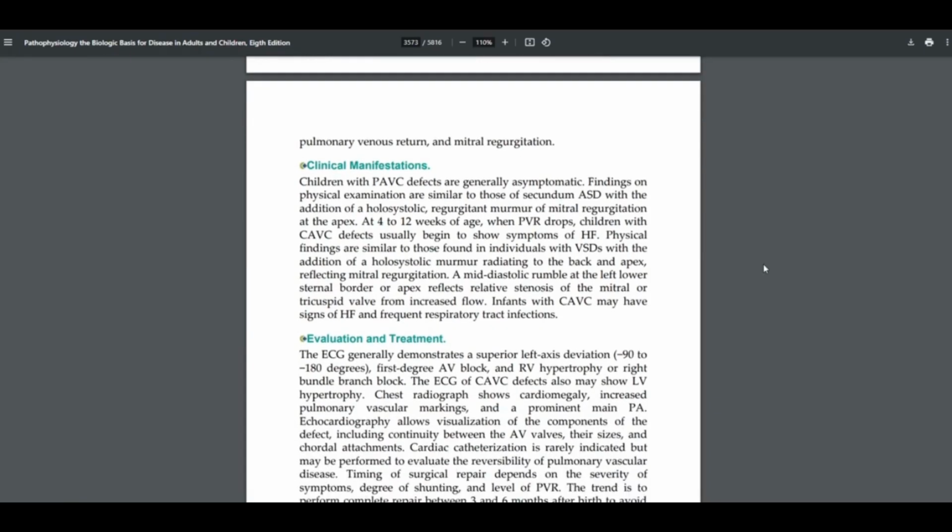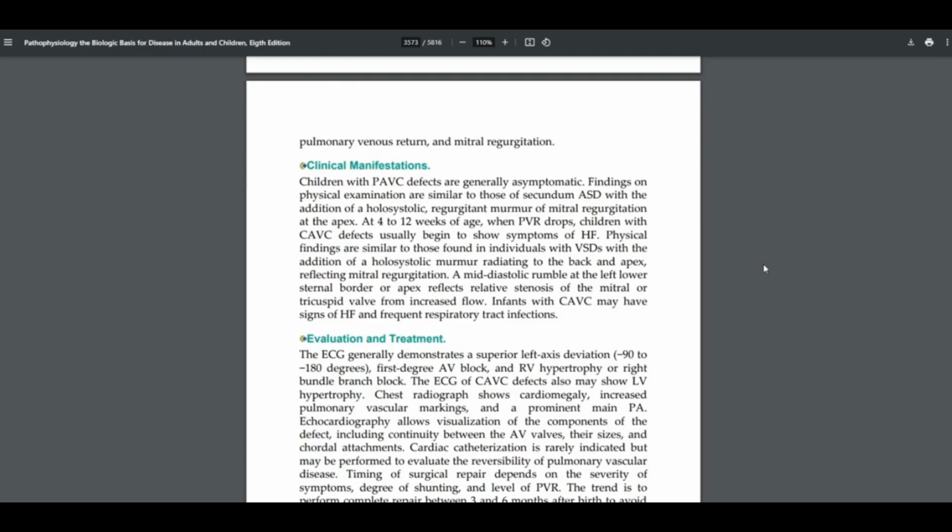So what are our clinical manifestations? Well, children with PAVC defects are generally asymptomatic. Findings on physical examination are similar to those of secundum ASD, with the addition of a holosystolic regurgitant murmur of mitral regurgitation at the apex. At 4 to 12 weeks of age, when PVR drops, children with CAVC defects usually begin to show symptoms of heart failure.